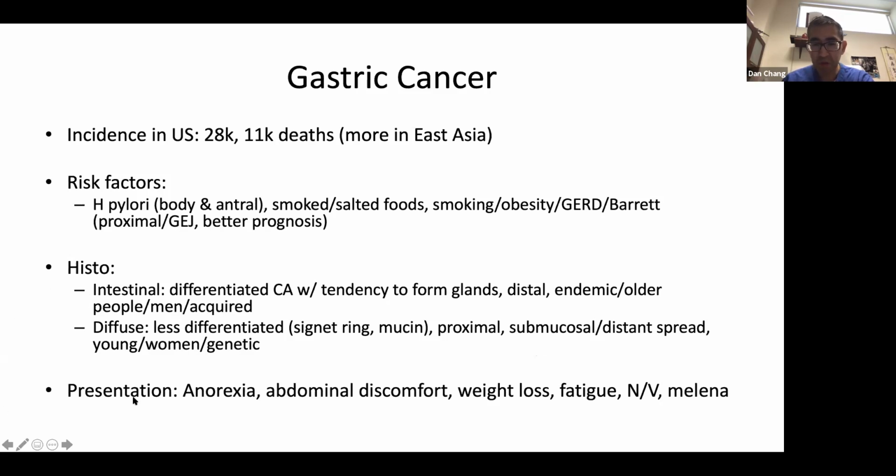Presentation, the symptoms are not too surprising, but things like abdominal pain or discomfort, early satiety is a common one, anorexia, trouble eating, weight loss, fatigue, etc. You could have bleeding, so you might have hematemesis, or you might have melena.